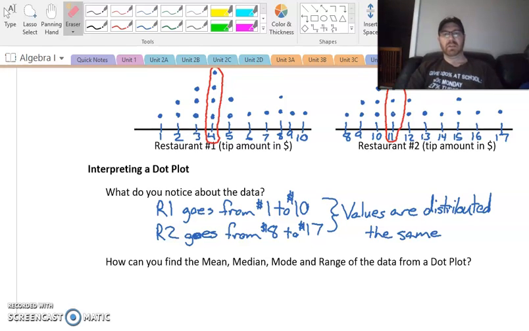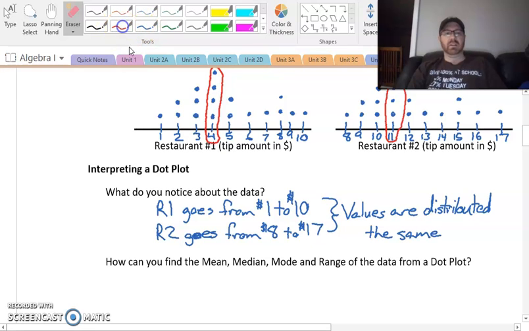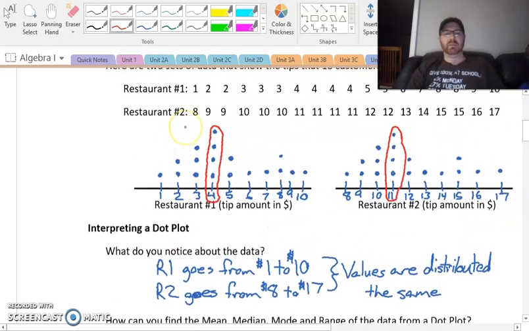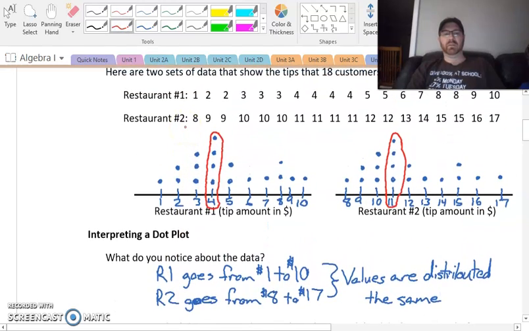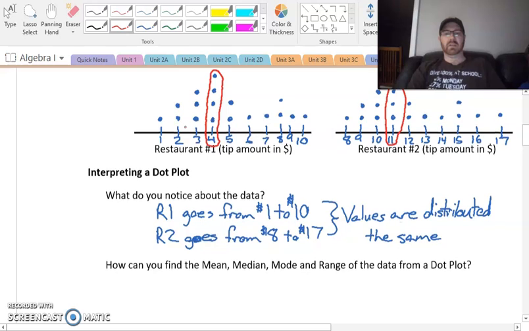All right, so now that we have our dot plot, let's take a look at how we can use these to find the mean, median, mode, and range of the data. Now, I'm going to act as though we don't have listed all the data up here, otherwise we could just do what we were doing yesterday. So I want to look at specifically how we could use the dot plot in order to find these four values.